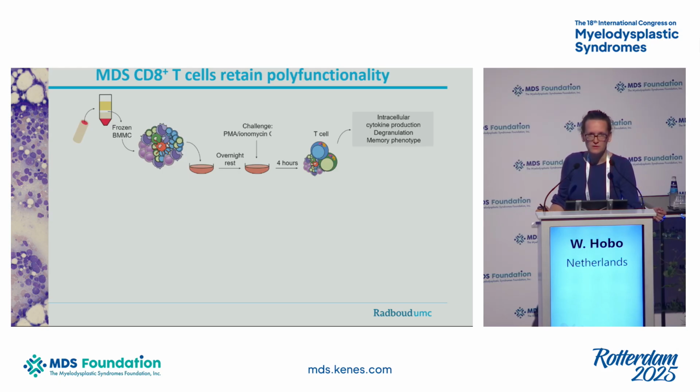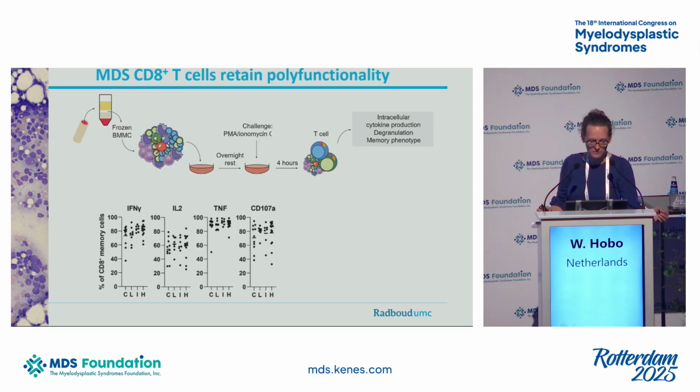Then we performed functionality assays because, of course, checkpoint expression can be a signature of T cell activation, but it can also be, of course, a feature of T cell exhaustion. So that's why we performed functional experiments. We used the bone marrow mononuclear cells, let them rest, then we activated the T cells overnight with PMA ionomycin, or for 4 hours with PMA ionomycin, and then we looked at all different kinds of T cell effector functions.